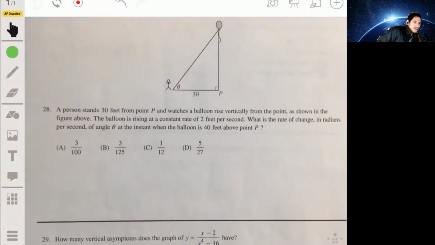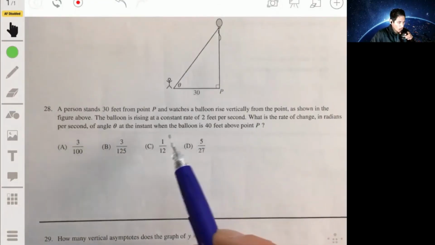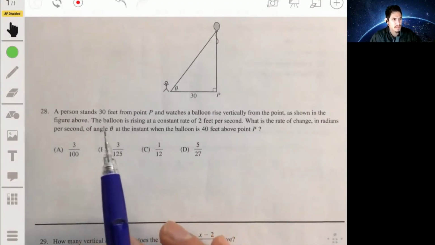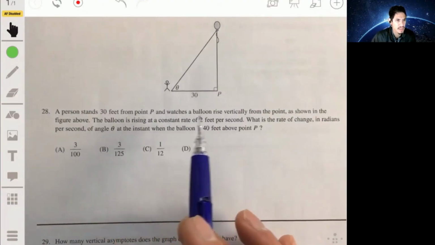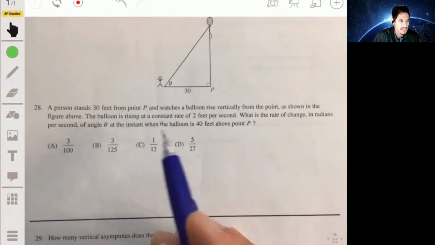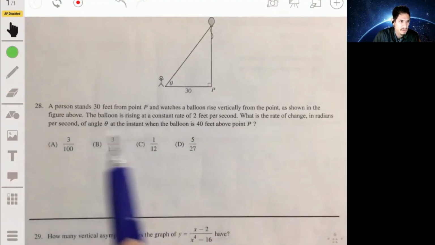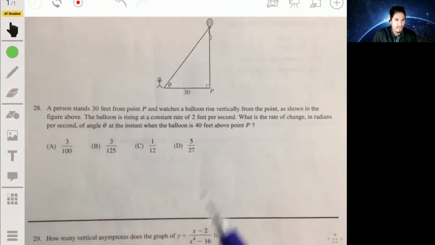Here's 28. So we have a person who stands 30 feet from point P and watches a balloon rise vertically from the point, as shown in the figure above. The balloon is rising at a constant rate of 2 feet per second. What is the rate of change in radians per second of angle theta at the instant when the balloon is 40 feet above point P?